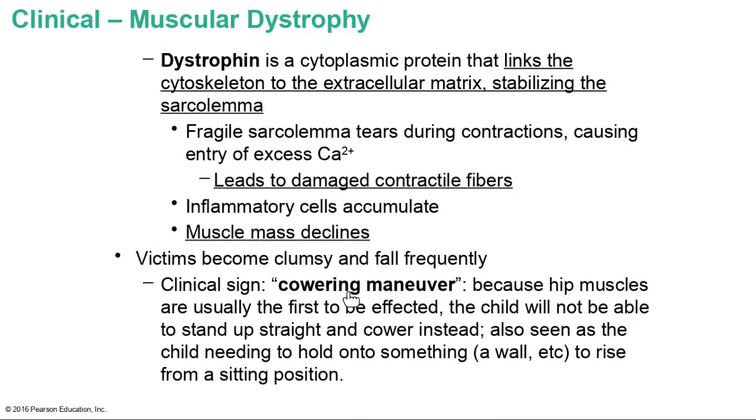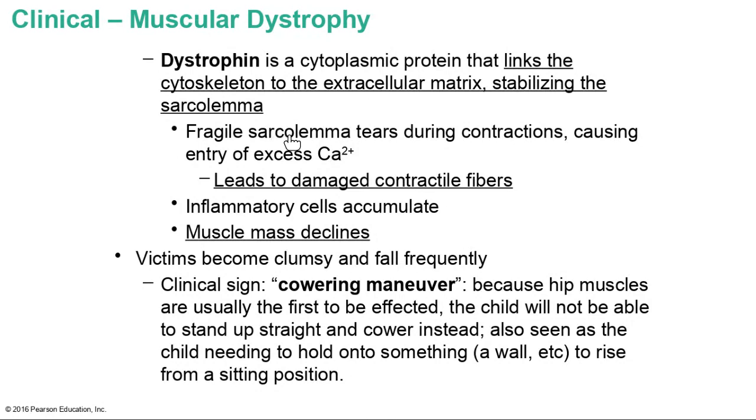Great. So again, remember what dystrophin is. It's a protein that links the thin filaments, which are considered part of the cytoskeleton, to the extracellular matrix through the sarcolemma. You will have a fragile sarcolemma, and this also leads to something else I didn't mention.